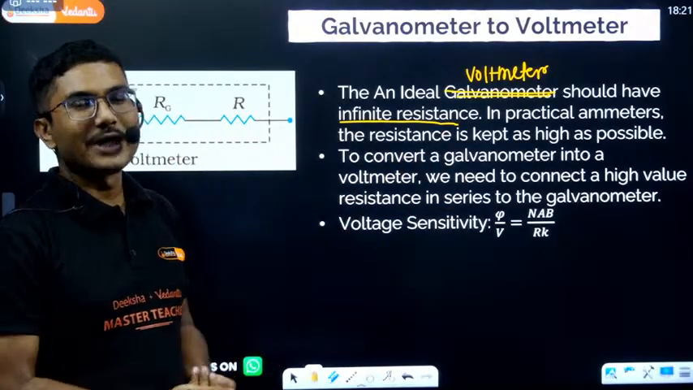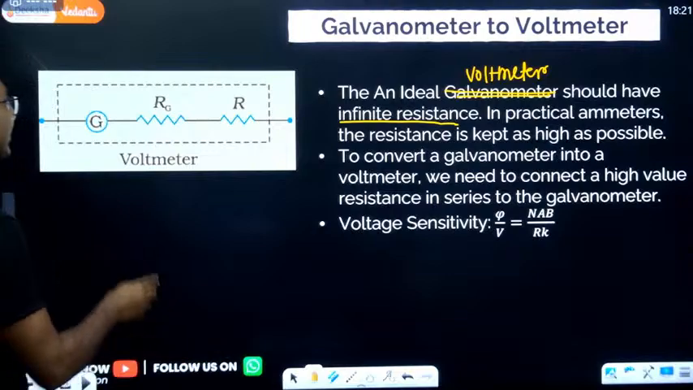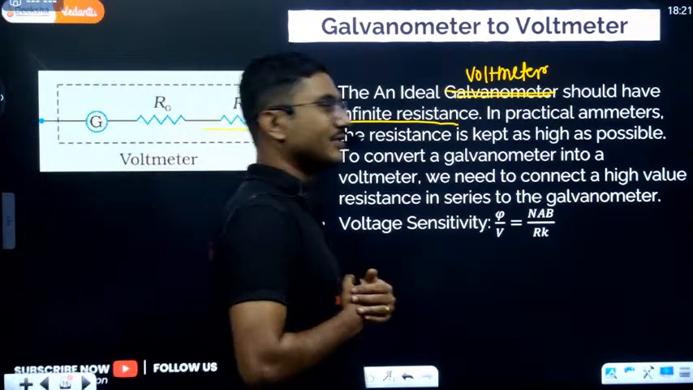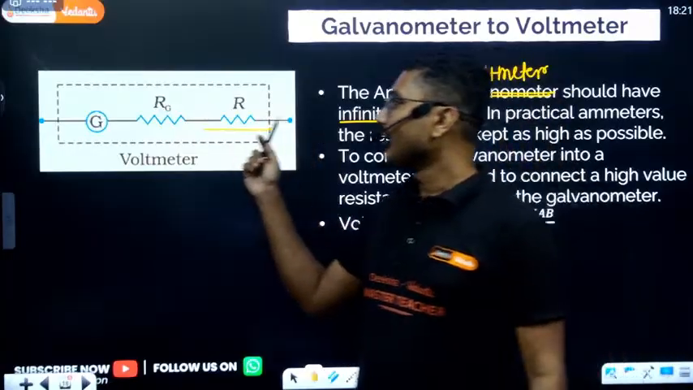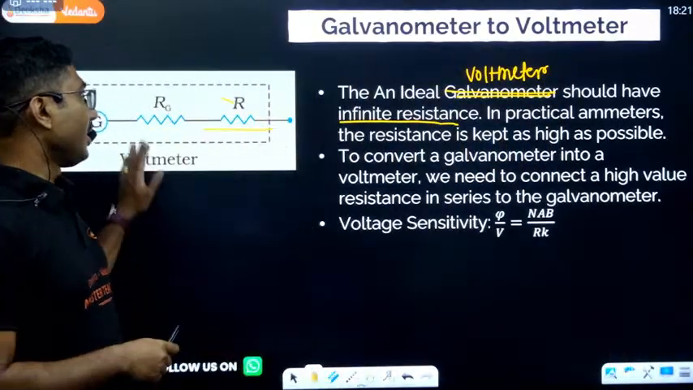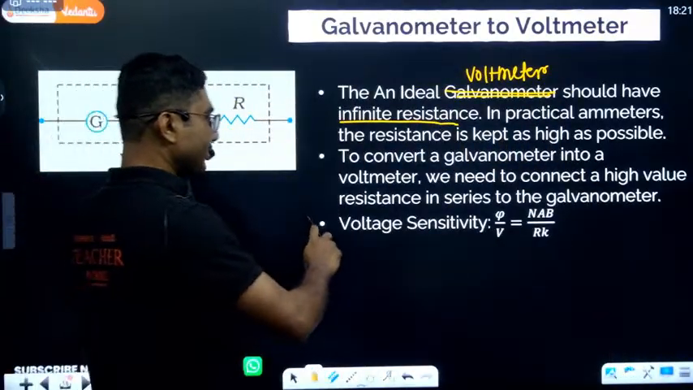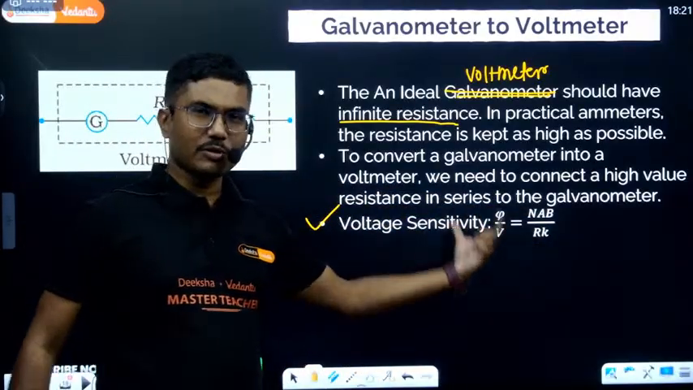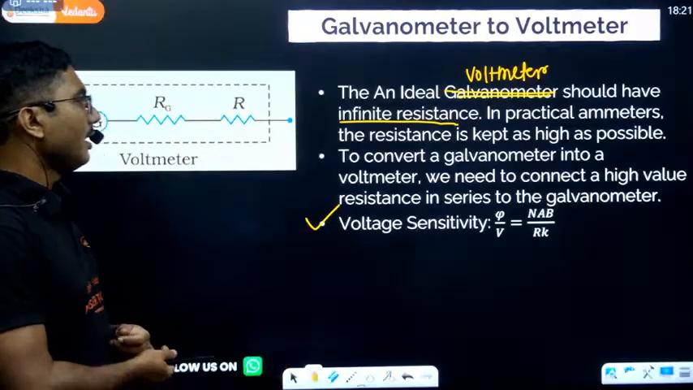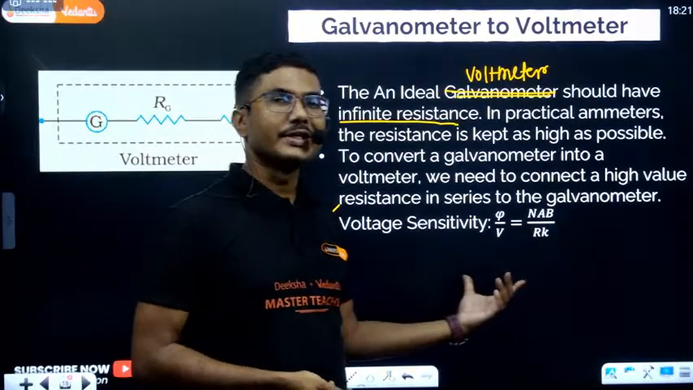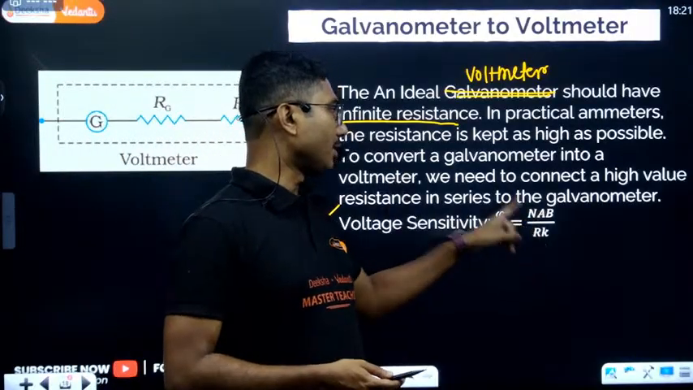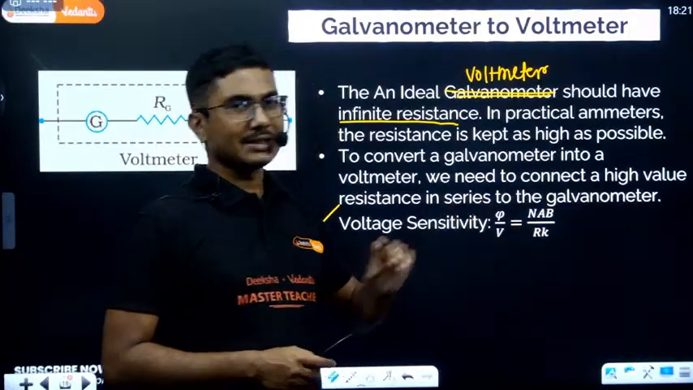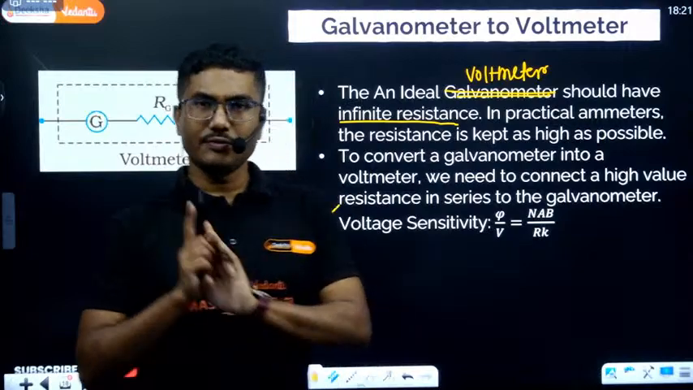And how can we do that? This is the easiest part. We just need to connect something in series. If we connect a very high value resistance in series, then the galvanometer resistance becomes very high, and as we know, voltage sensitivity is given by NAB by RQ. I already gave you this formula. The same formula is mentioned over here as well, right? And remember that voltage sensitivity is independent of the number of turns. It depends on area, it depends on B, and it is dependent on K as well, but it is independent of the number of turns.